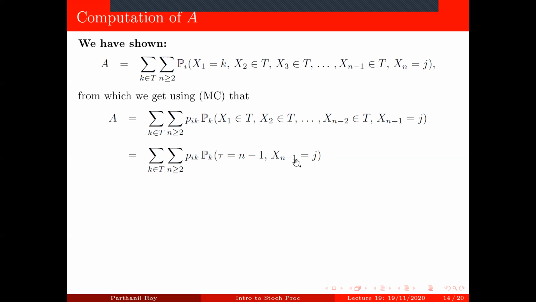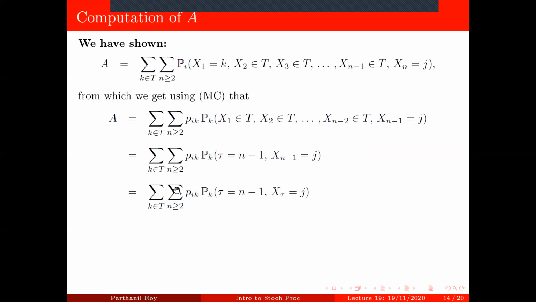Now note that this means n is running from 2 to infinity, but n minus 1 is going to run from 1 to infinity. So this is just saying tau. Okay, so maybe before that we should make one more change. Here, tau is n minus 1 and X_{n-1} equals j. So therefore, this is just tau is n minus 1 and X_tau equals j. And instead of n minus 1, I can put tau, since on the event tau equal to n minus 1, that is the case.